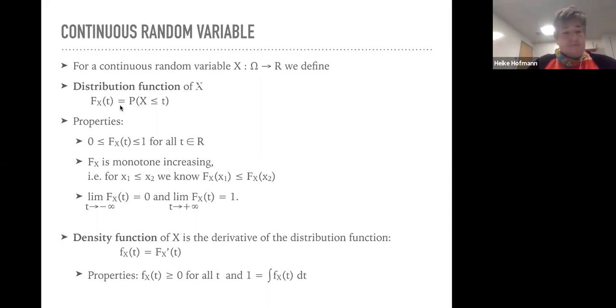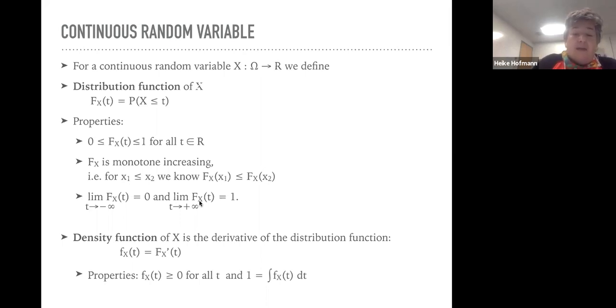In order to make a function a proper distribution function, it has to be between 0 and 1. And given that this is a probability, this is going to be true. F also has to be monotone increasing. So that means that if we have two values, x1 is less than or equal to x2, then the probability to have at most x1 has to be less than or equal to the probability to have at most x2.